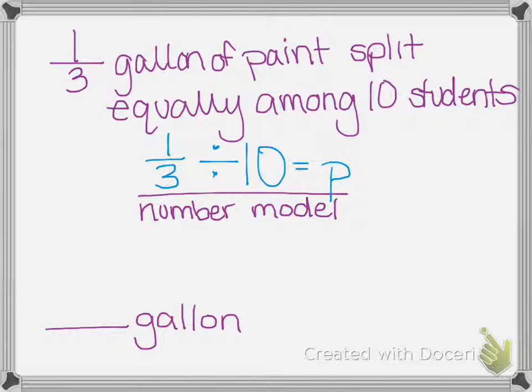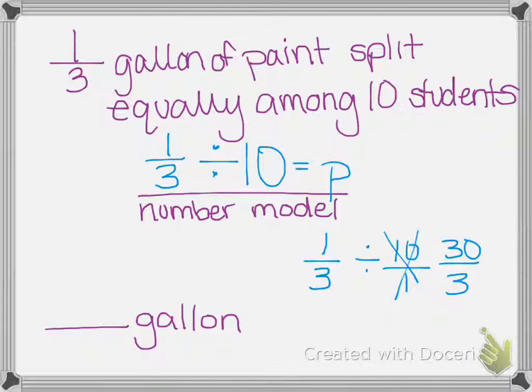So if I were going to find a common denominator, I have 1/3 divided by 10 over 1. Since my denominators are 3 and 1, I can change 10 over 1 into something over 3. So 1 times 3 is 3, 10 times 3 is 30. So now I have 1/3 divided by 30/3. I ignore my denominator. 1 divided by 30 is 1 over 30. So each student gets 1/30th of a gallon.